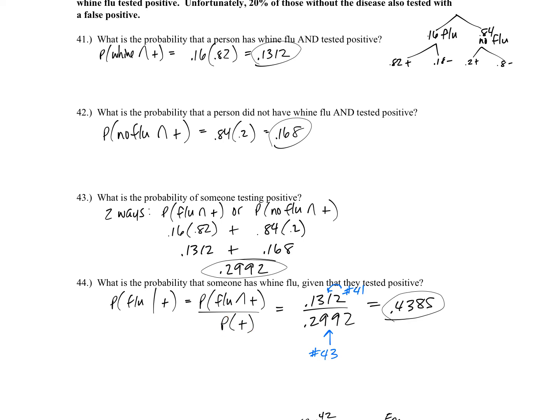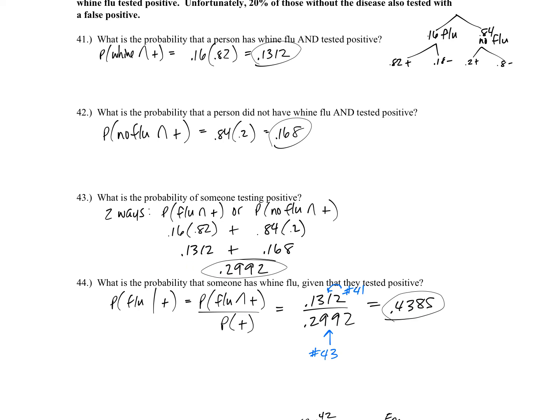So let's do flu and positive. So again, up on the tree, flu and positive. We already calculated that number. We did it up here, flu and positive, so 0.1312. And then there's actually two ways to test positive. That was having the flu and being positive, or not having the flu and being positive. We calculated that number in 43. So this number divided by this number, just refresh yourself on the formula, you guys.